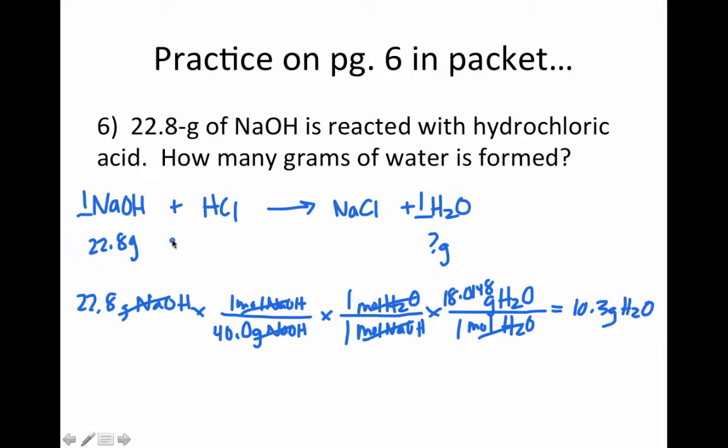So when I start with 22.8 grams of sodium hydroxide, I do gram to mole conversion, mole ratio, mole to gram conversion. This number and this number both came from the periodic table. This was the mole ratio. I looked at the coefficients in the problem, and when I did my math, I get 10.3 grams of water.